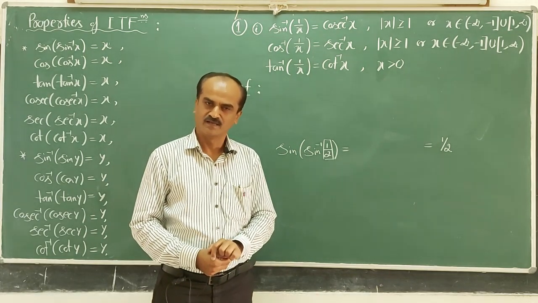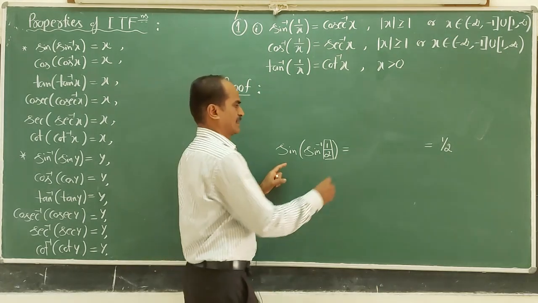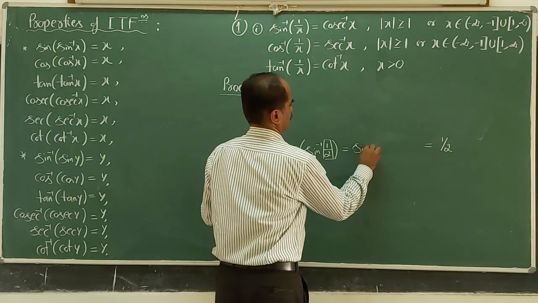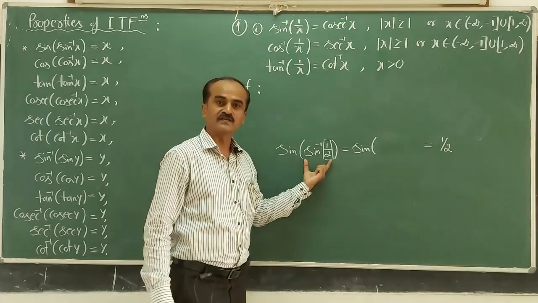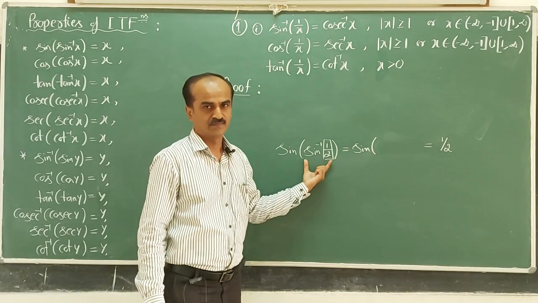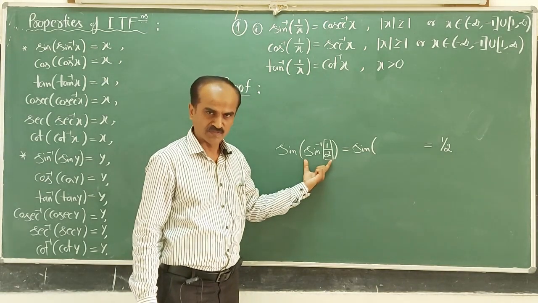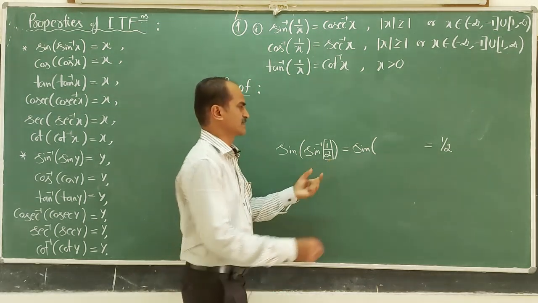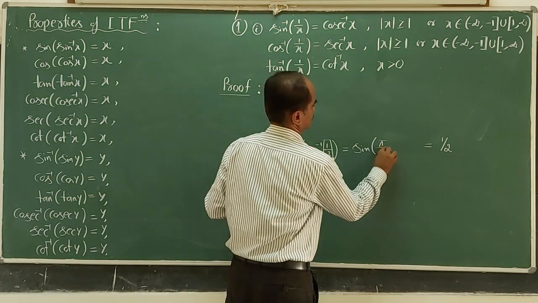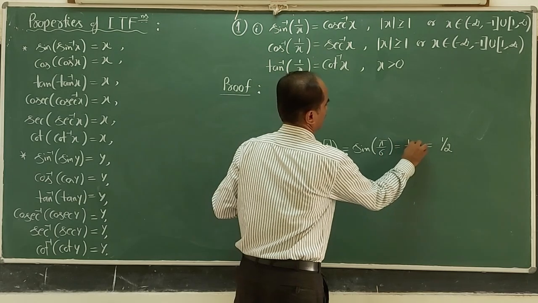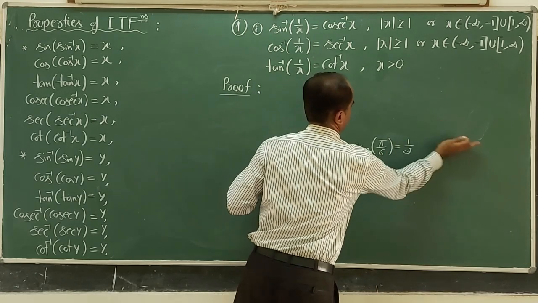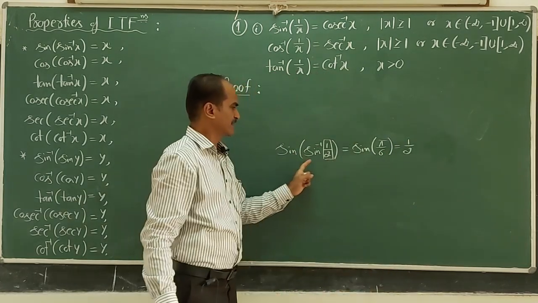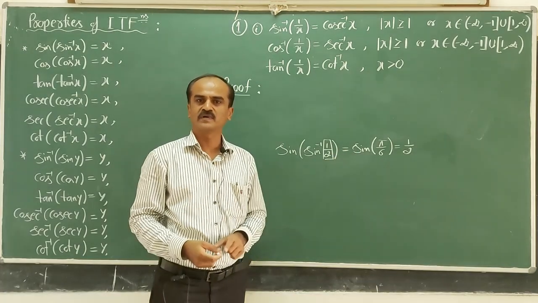Let us see how it is going to be. Sine of, the inner function is sine inverse of 1 by 2. We know sine pi by 6 is 1 by 2. Therefore, sine inverse of 1 by 2 is pi by 6. Now, clearly sine pi by 6 becomes what? 1 by 2. So, in this way sine of sine inverse 1 by 2 is equal to 1 by 2.